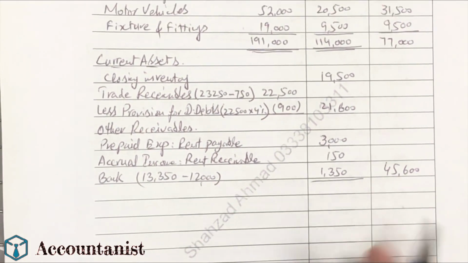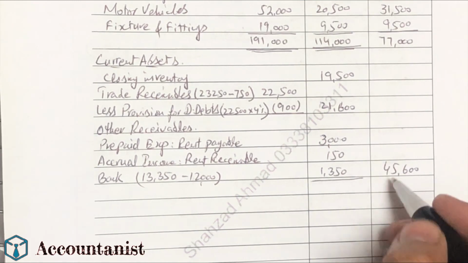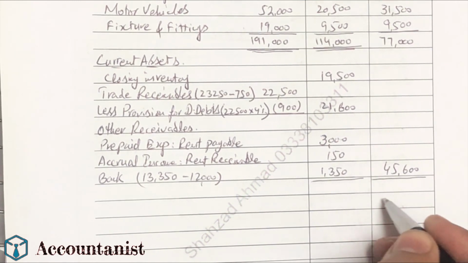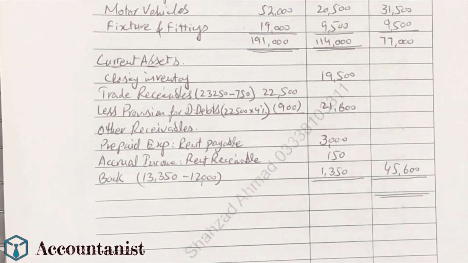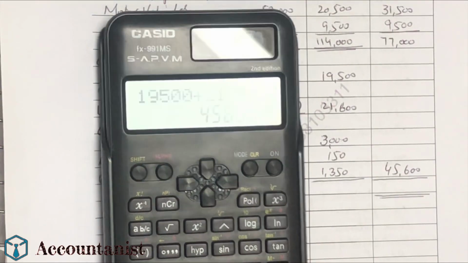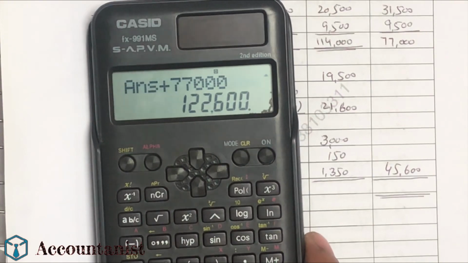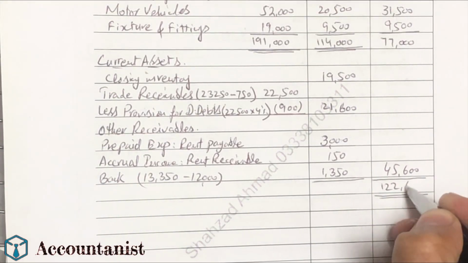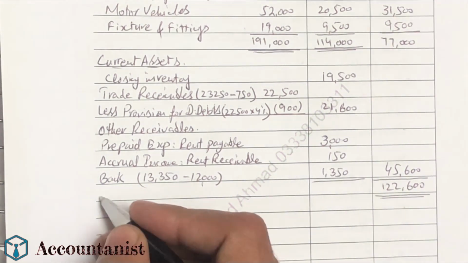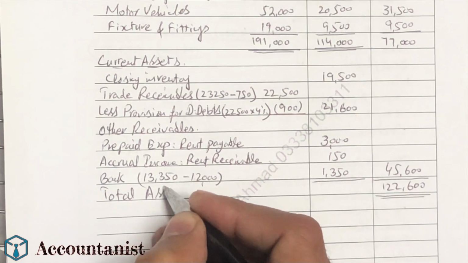Now we need to add these two numbers, that was our non-current asset total and this is our current asset total, which gives us the total of our assets. This again is going to be represented with the two lines. So 45,600 plus 77,000, so 122,600. So 122,600 gives me the total assets.